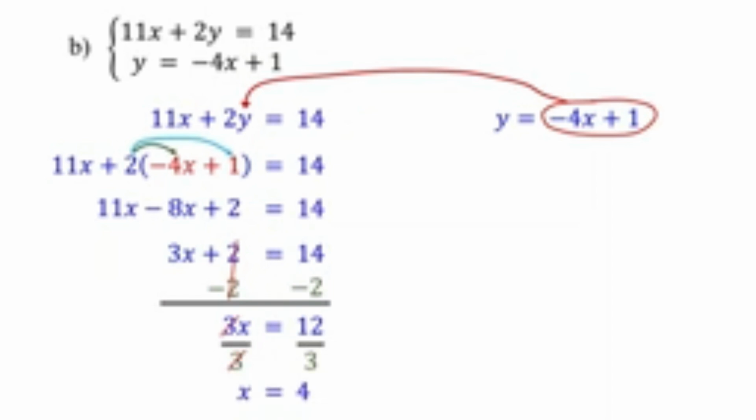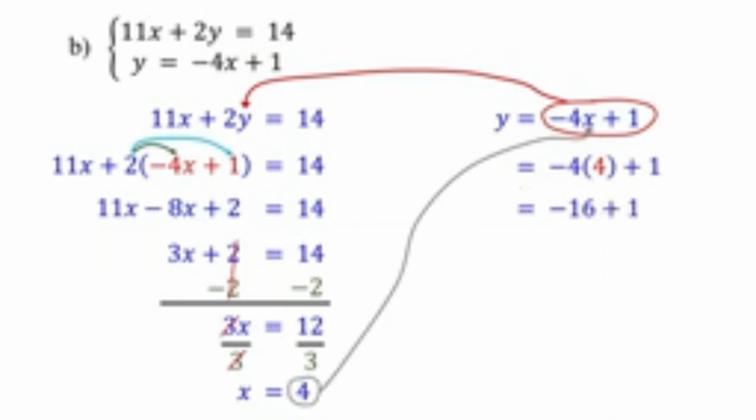Now that you have the value of x, the next step is to calculate the value of y. You can do that by plugging in 4 for x in the second equation. Negative 4 times 4 is negative 16. Negative 16 plus 1 is negative 15. Therefore, the solution to this system of equations as a coordinate pair is (4, negative 15), with x equals 4 and y equals negative 15.